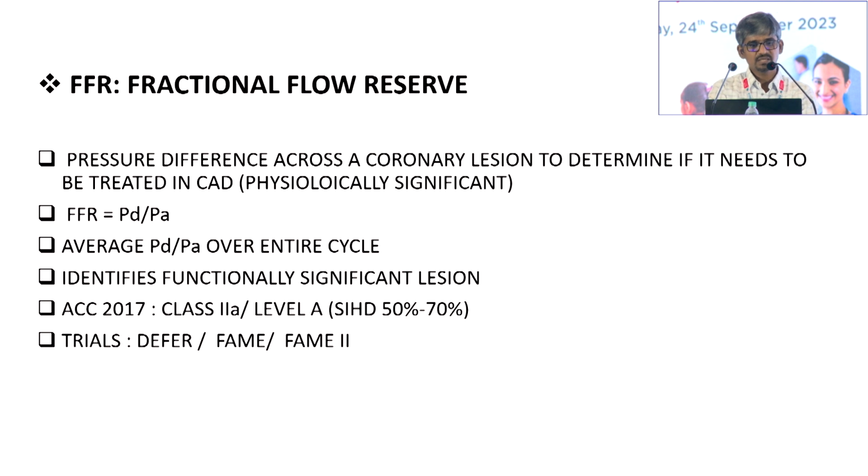FFR is equal to PD by PA, which means the pressure in the distal part of the coronaries, distal to the stenosis, compared to the aortic blood pressure. So what FFR does is, it calculates the average PD by PA over the entire cardiac cycle. It identifies whether the lesion is physiologically significant. Coronary angiography and QCA tell about the anatomic lesion. The FFR gives the physiological significance of the lesion.